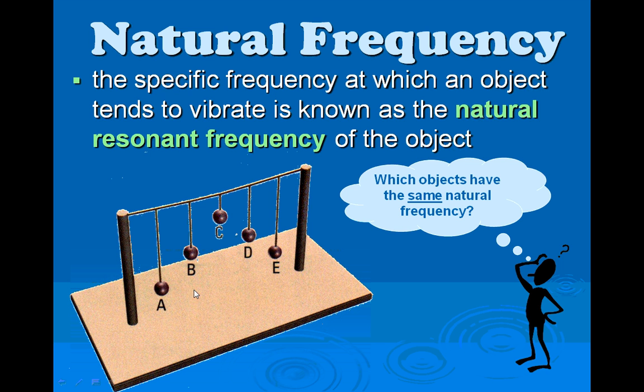So, for example, if you look at these different pendulums, you'll notice that the pendulums have different lengths, and each of these will vibrate slightly differently. Each one is said to have a natural resonant frequency, a frequency at which it likes to vibrate.